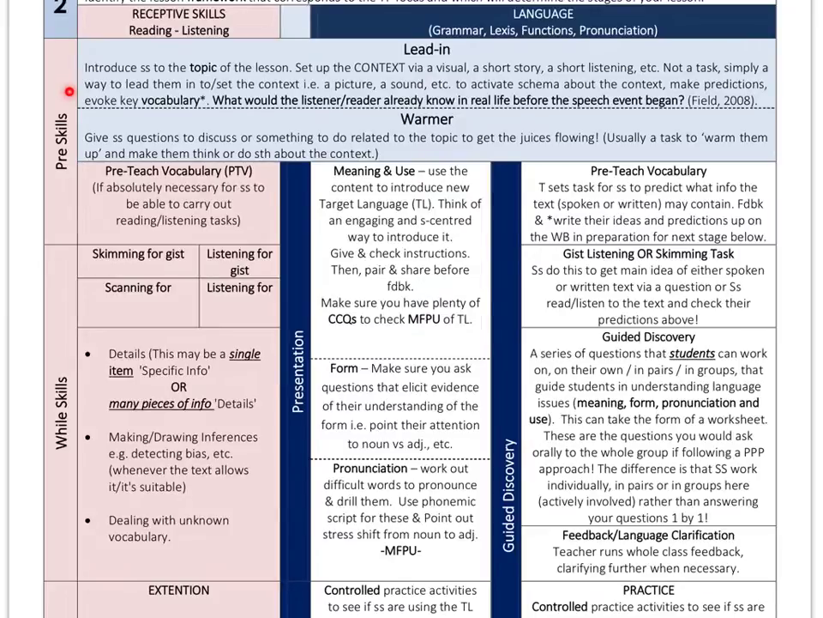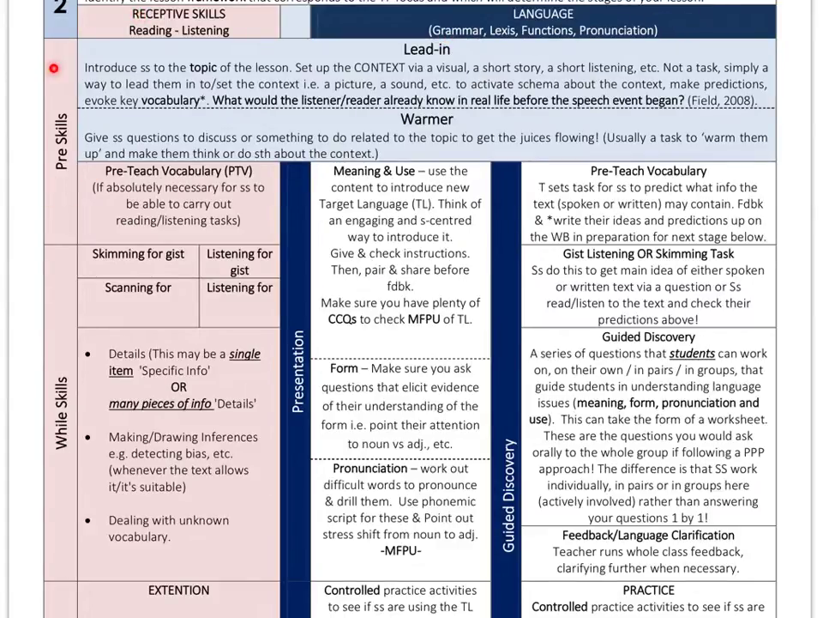As you can see here, lead-in and warmer are 2 stages or 2 activities that are common to either receptive skills lessons or language lessons. The reason for that is that in any lesson that you deliver, at the beginning there should be a lead-in and a warmer, so as to prepare students for what's coming next, regardless of the fact that it may be a receptive skills lesson or a language skills lesson.